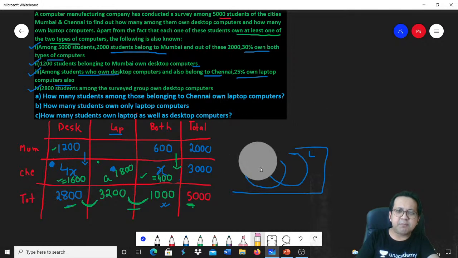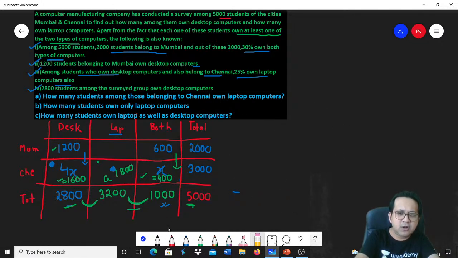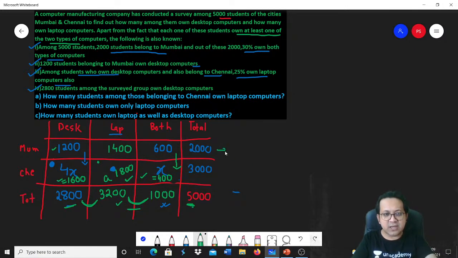I think the first row can be easily done. Total is 3200. Chennai is 1800, so Mumbai must be 3200 minus 1800, which is 1400. Yes? If you want to visualize it, remember how much is the total for that particular row.